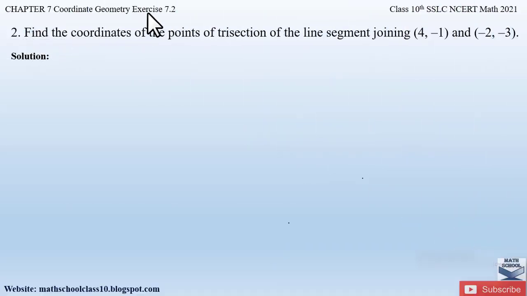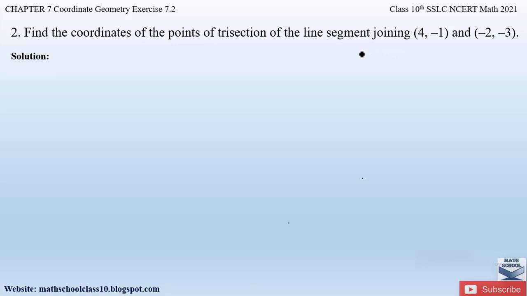Question number 2 from exercise 7.2, chapter 7, Coordinate Geometry says: find the coordinates of the points of trisection of the line segment joining (4, -1) and (-2, -3). So here we have to find the coordinates of the points of trisection. What do you mean by a trisection? Trisection means dividing a line into 3 equal parts.